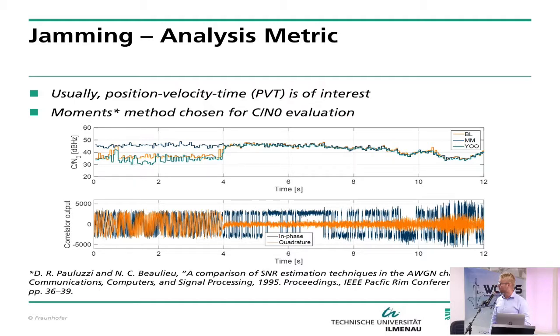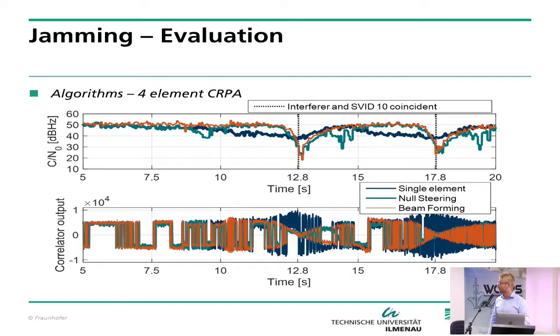This is the time evolution of the scenario, and here the jammer moves around the device under test, and at 12.8 and 70.8 seconds, the jammer and the satellite signals are coincident, so they are at the same position, and if we are lucky, we still see the satellite, and if not, we have to use maybe other satellites.